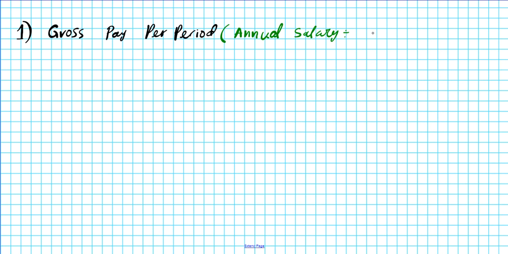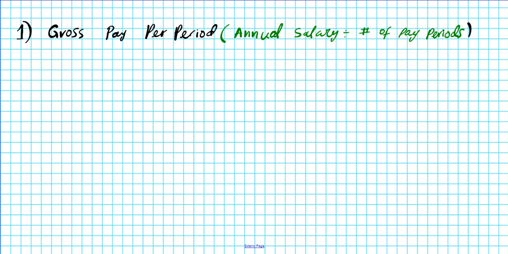Okay, let's figure out her gross pay per period. So let's write that down. Part 1, gross pay per period. In order to compute this, we'll simply take her annual salary and divide it by the number of pay periods she has in a year. Okay, number of pay periods.